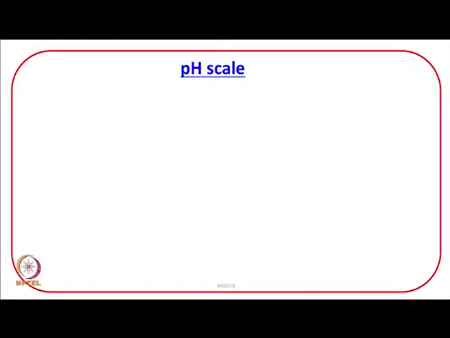How do we define pH? pH is defined as the negative logarithm of the activity of hydronium ion. Please note it is log base 10. And the correct definition of pH is minus logarithm of activity of hydronium ion. Please note, I am not saying concentration, I am not saying molality, I am not saying mole fraction. I am saying that pH is equal to minus log activity of hydronium ion.